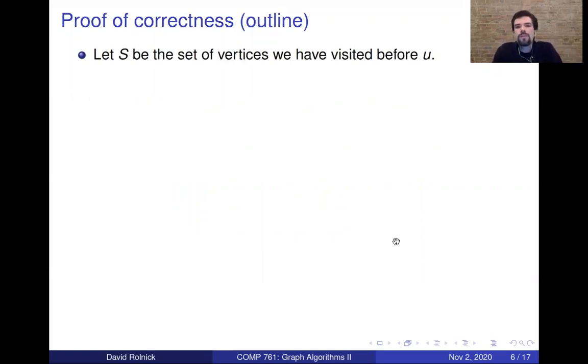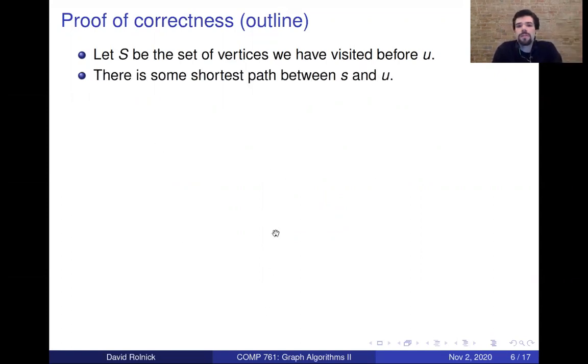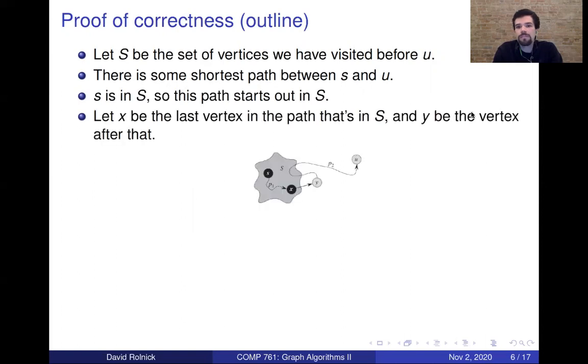Suppose that we have some vertices that we visited before u. I mean, we definitely had some vertices that we visited before u. Let S be the set of those vertices. There is some shortest path between s and u, just in the graph. Let's see what this is. s is in S. So this path starts out in S. This is the path. And these are the highlighted vertices, the vertices we've already visited. And these are some new vertices.